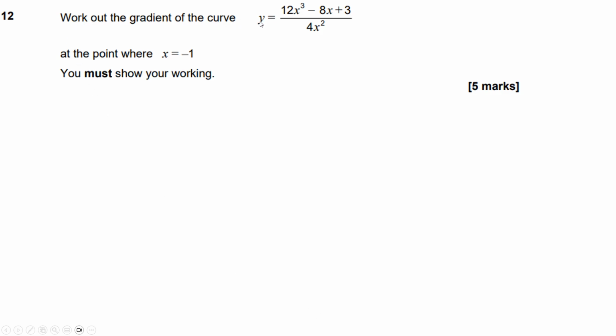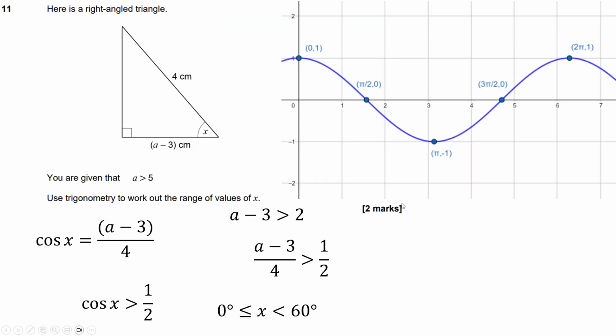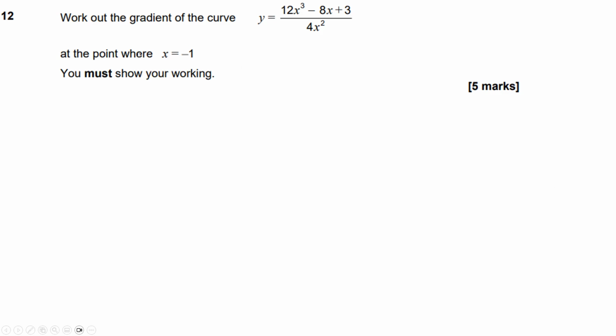Work out the gradient of the curve. Now, I think this question is actually easier than the other one, because this one's just a little bit hard to imagine, maybe. So what you do for these types of questions is just split these up into many fractions, like this, this, and this. This is the exact same as this, so we've not changed anything. We've just put them over their own fractions.